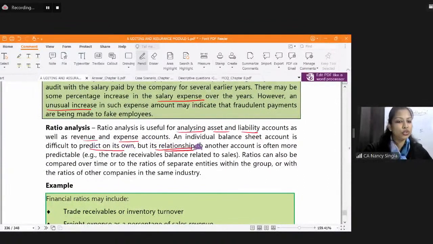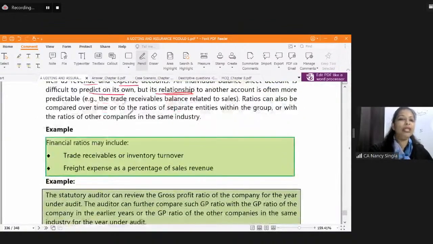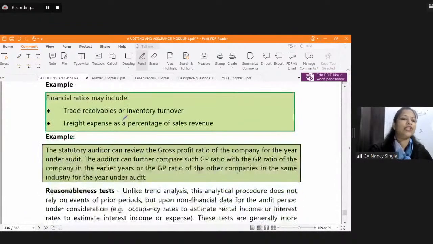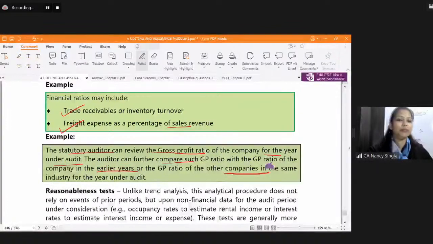The relationship should exist. And ratios can be compared over time, with separate entities within the group or with ratios of other companies. Financial ratios can be trade receivable, that is your debtors turnover or inventory turnover, freight expense as percentage of sales. The statutory auditor can review the GP ratio of the company for the year under audit. He can compare it with the GP ratio of the company in earlier years or with other companies.